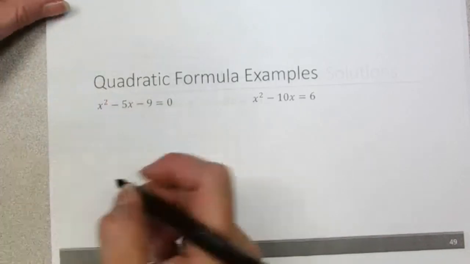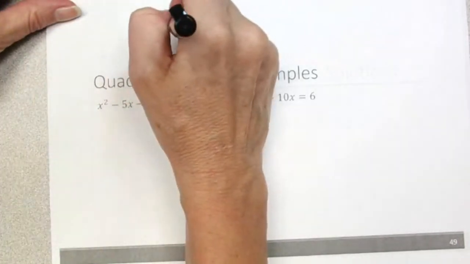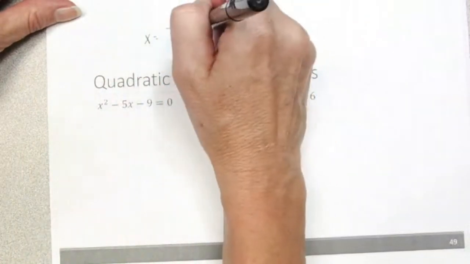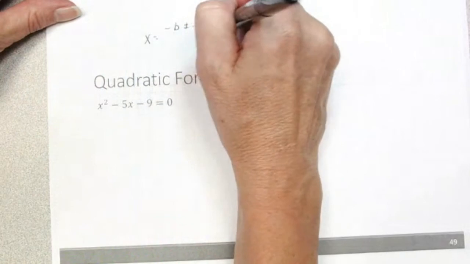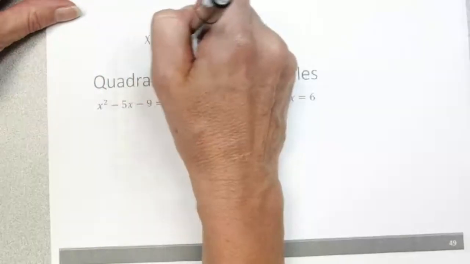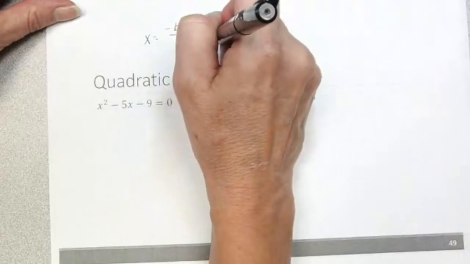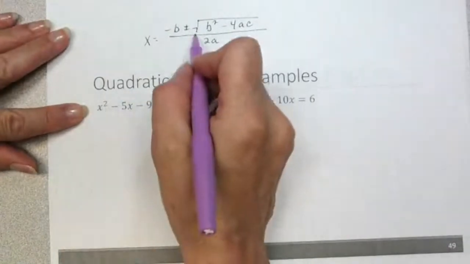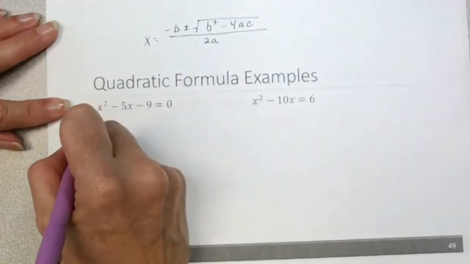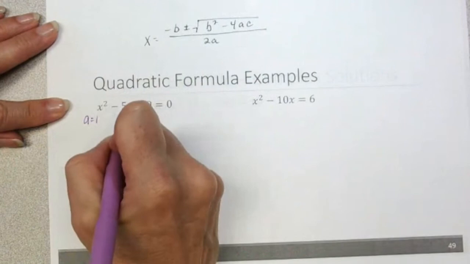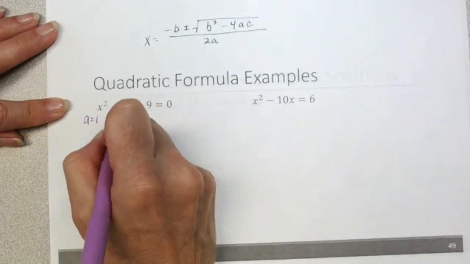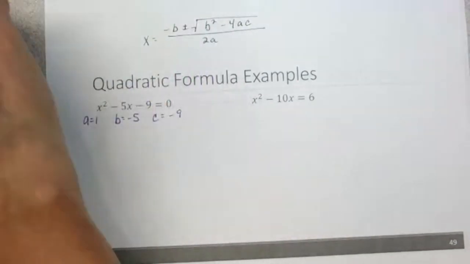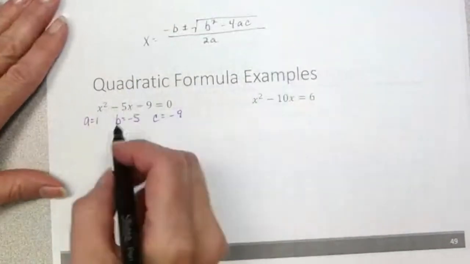All right, let's write it up here so we have it in front of us. x equals -b plus or minus the square root of b squared minus 4 times a times c, and then that whole thing gets divided by 2a. All right, in our equation here, a, the coefficient for the x squared term, is just 1. b is -5, and then c is -9. All right, so we want to plug these values into our quadratic formula and solve.